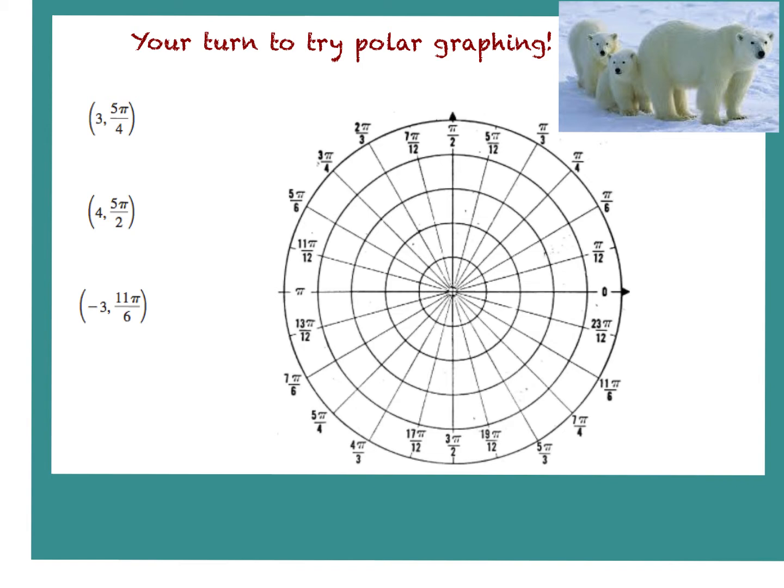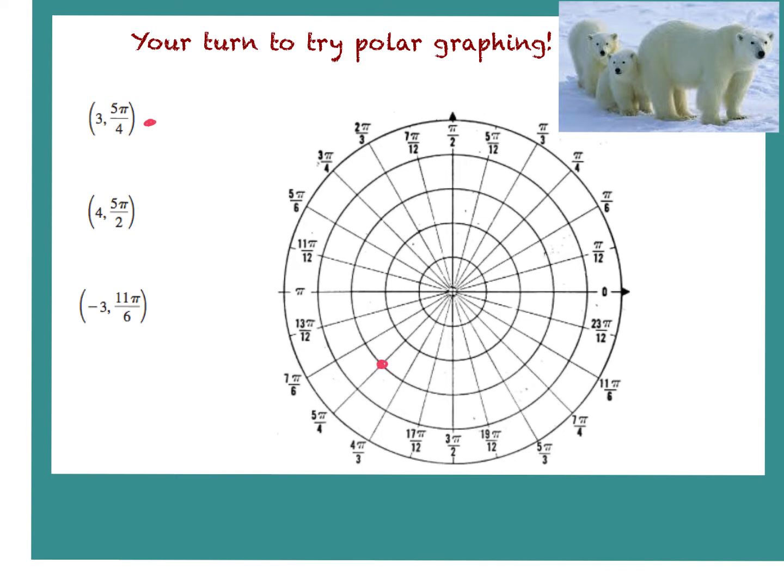3 comma 5 pi over 4. All right, so on this I have to find where 5 pi over 4 is located. So 5 pi over 4 is located in the what quadrant? The third quadrant right here. And then I need to go out 3. And so 3 comma 5 pi over 4 is right here.